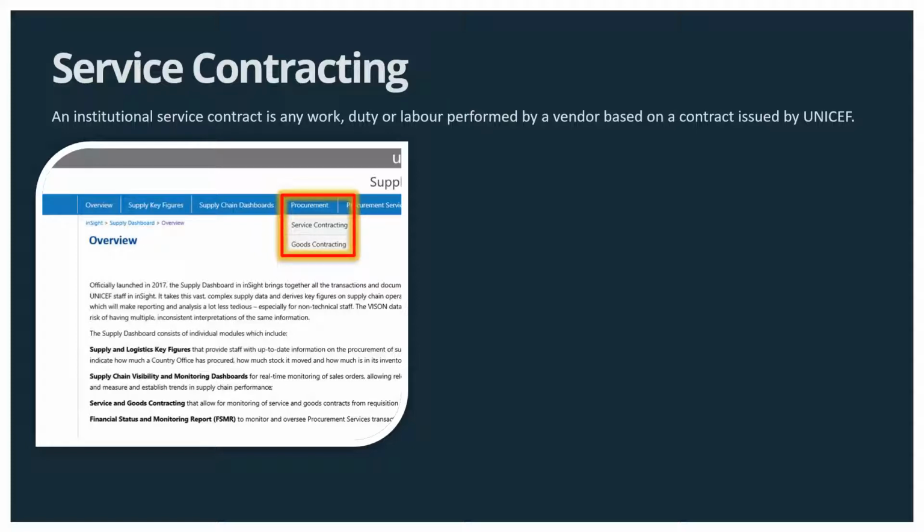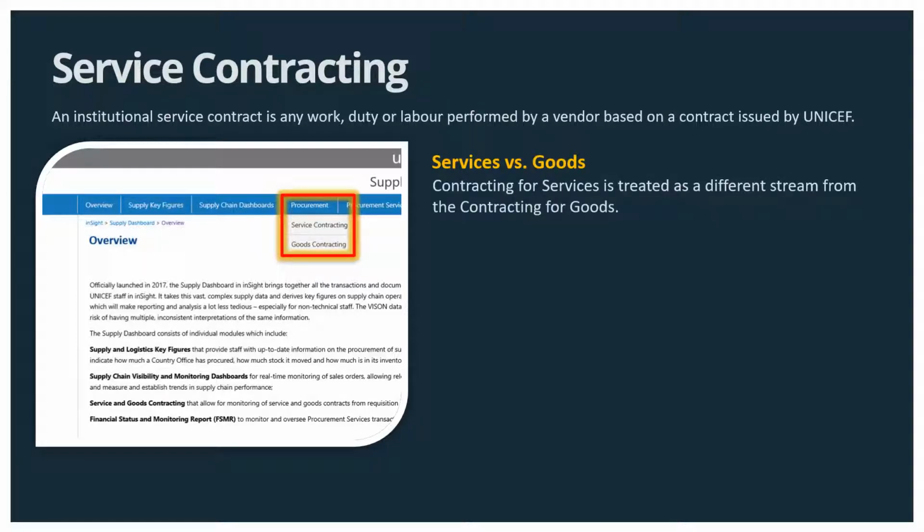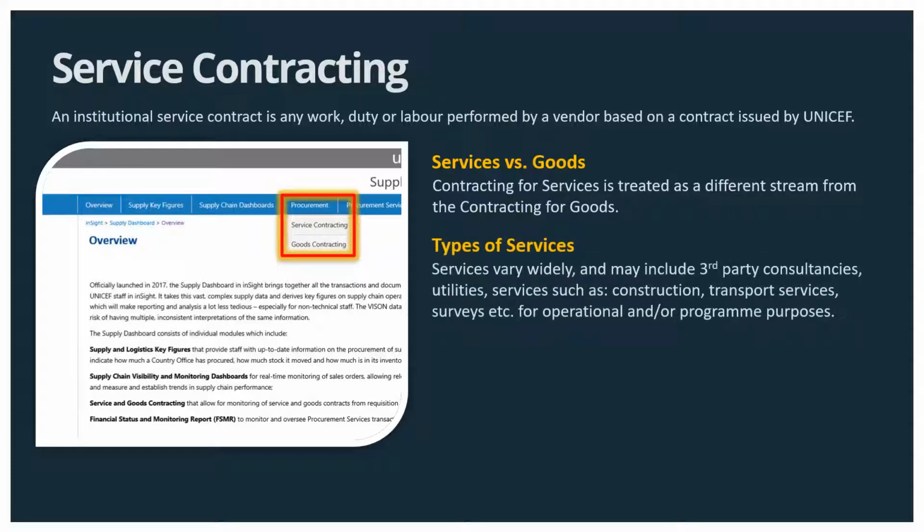Contracting for services is recognized as a different stream from that of goods. Services vary widely. These may include third-party consultancies, utilities, services such as construction, transport services, or surveys for operational and/or program purposes.